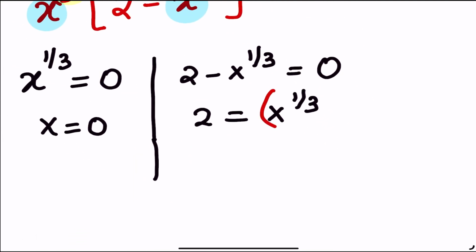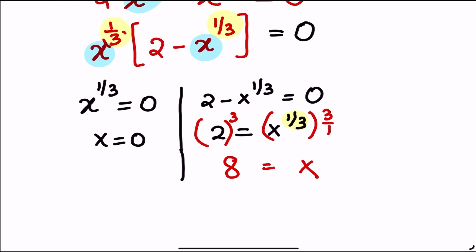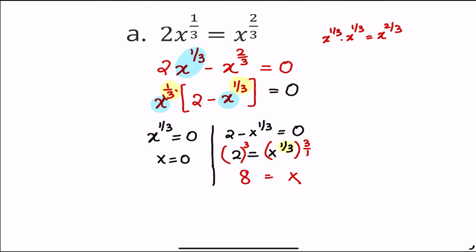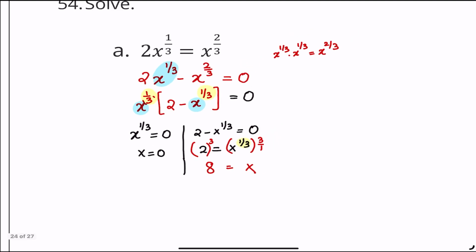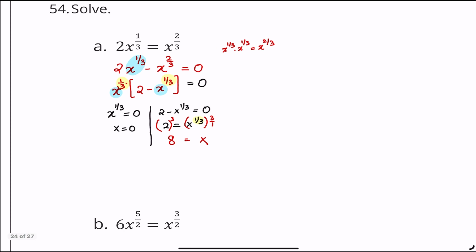How do I solve x to the power 1/3? Raise it to the power. What's the inverse of 1/3? I raise it to the power 3/1. When I raise it on this side, I raise it on the other side. 3/1 is 3, so this becomes x. And what is 2 cubed? 8. And isn't that what you got from your Desmos? So again, having your Desmos is very handy, but sometimes you might not get the exact numbers, so it's always good to know how to solve this.